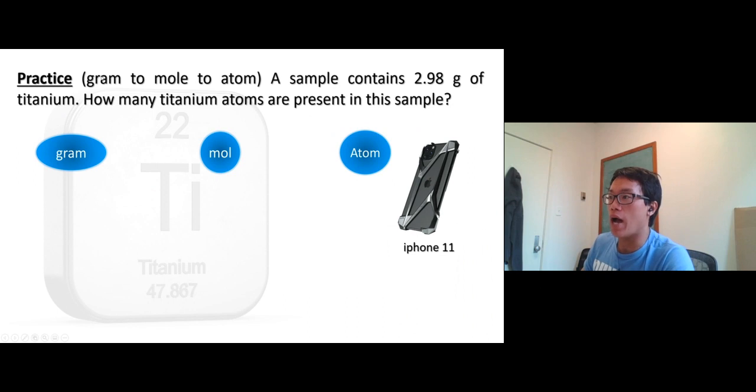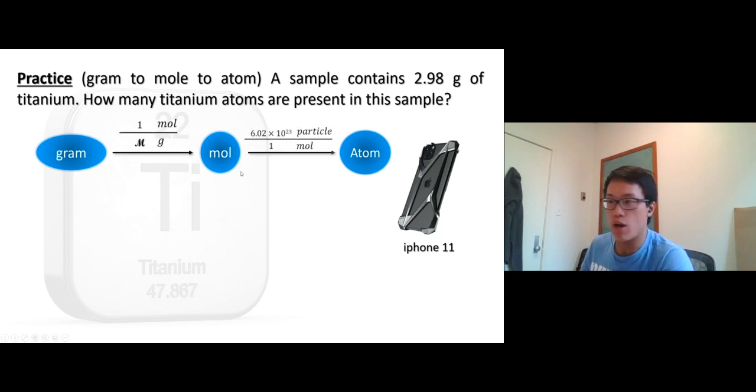One more time, and this one I'm going quick. A sample contains 2.98 grams of titanium. How many titanium atoms are present in this sample? Titanium is usually used in your phone case. So we have grams and we want to find atoms of titanium. We have to go from grams to moles and moles to atoms, so 2 steps here. Put atoms of titanium here. The unit that we have is grams of titanium. Grams to moles first, so I'm going to put grams at the bottom, moles at the top.